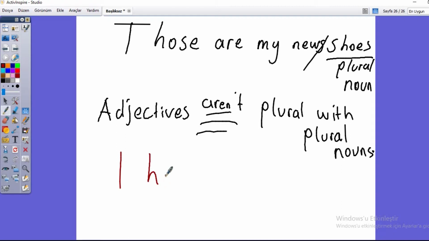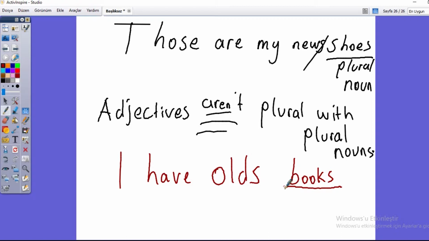Let's give another example. I have old books. Is this right or wrong? Books, yes, we can use with plural nouns, but as you see, adjectives have no plural form. So I have old books. You can say I have maybe very old books. But adjectives have no plural form.